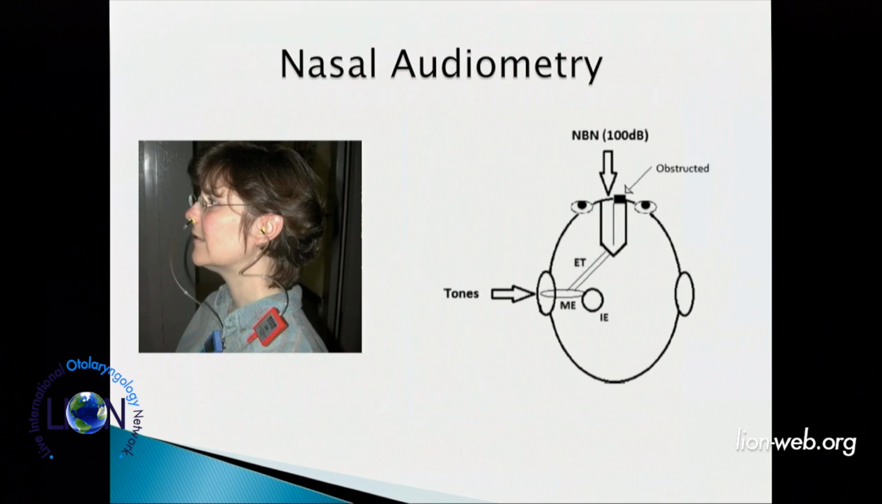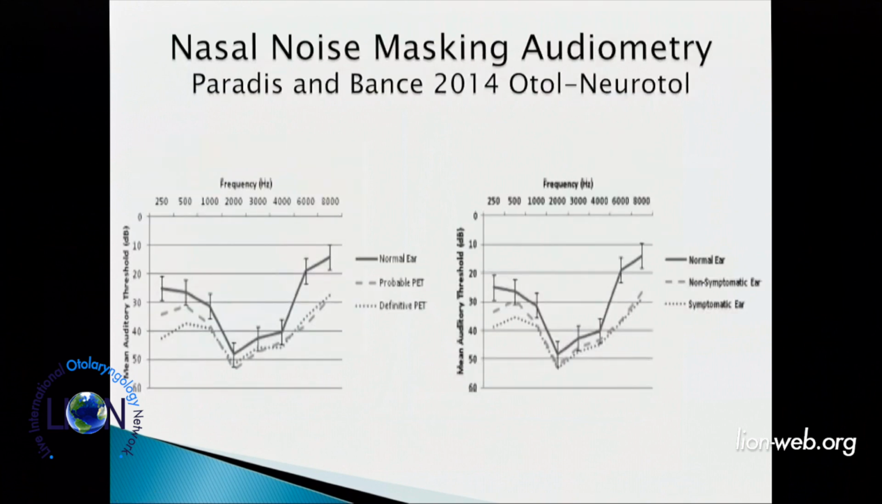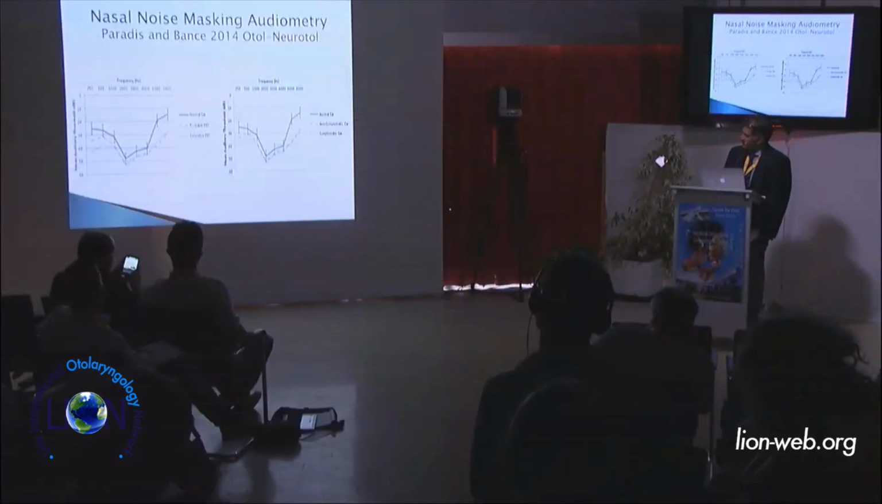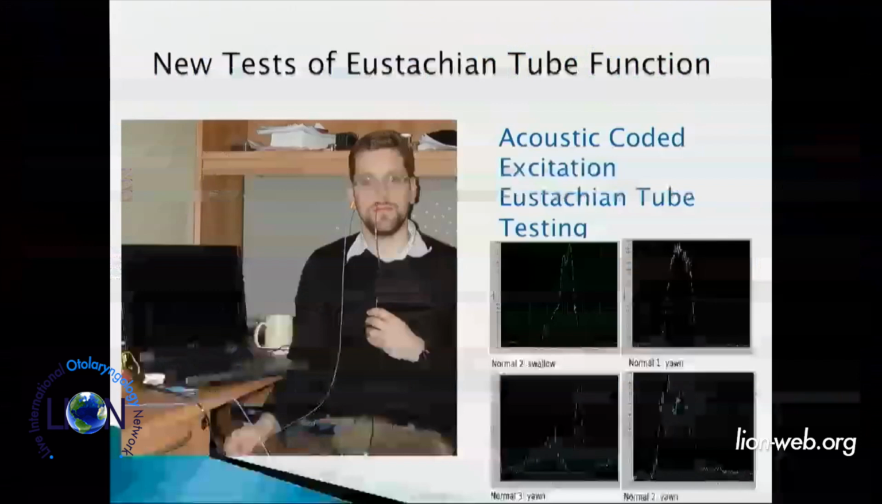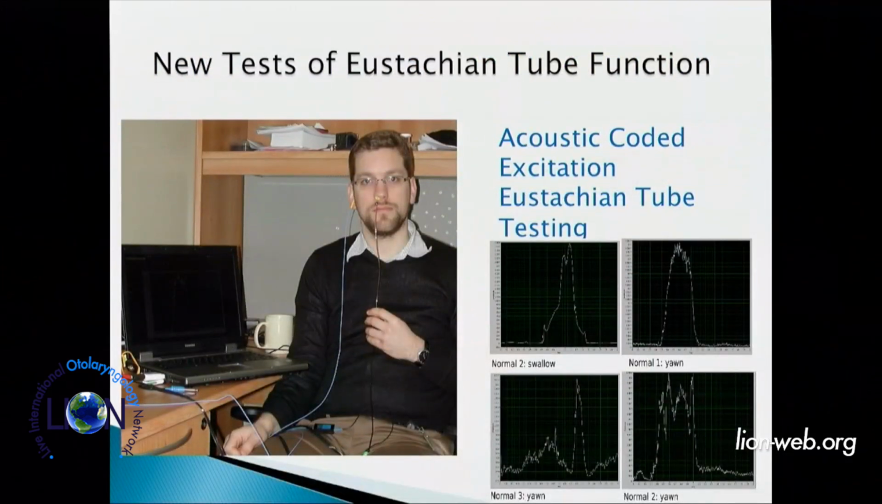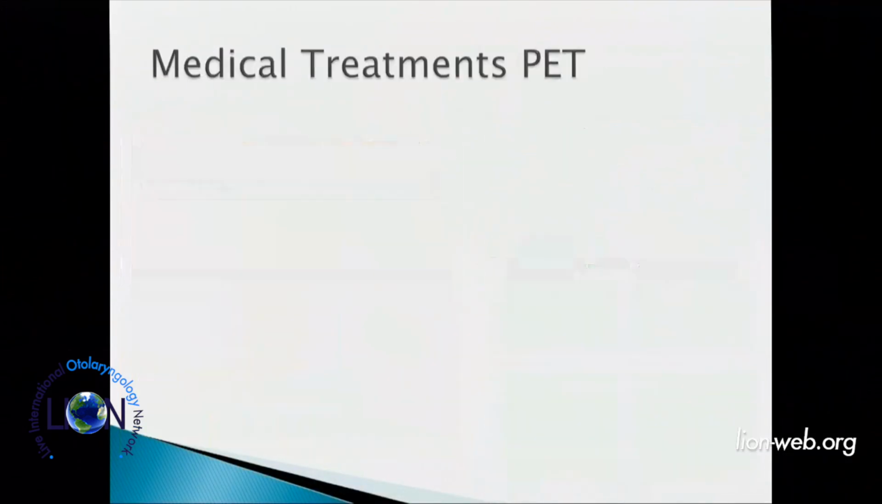So we've tried various things to diagnose this. We did nasal audiometry, where we put a sound in the ear, and we see how much we can mask the hearing through the nose. That should pick up a low impedance pathway, because we can see how much sound gets to the ear. And we found that in the low frequencies there's a difference, but it's not very diagnostic. So we threw this away. This is published in Patulous and Bance. We spent years doing this test, and it's not actually very good, so don't bother. We've done some new acoustic tests of eustachian function, which I won't talk about here. That's a whole other talk.